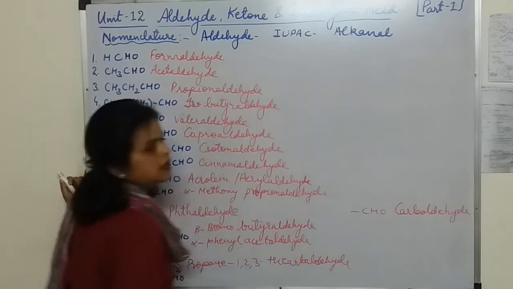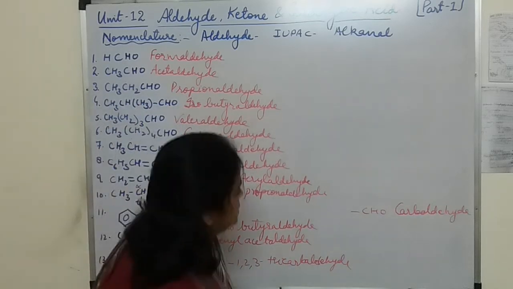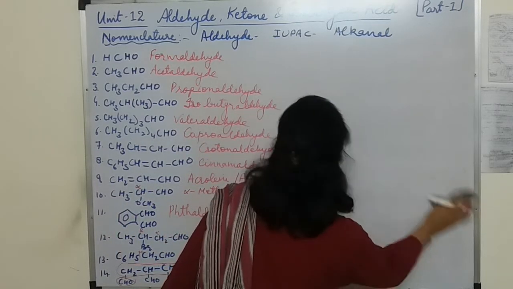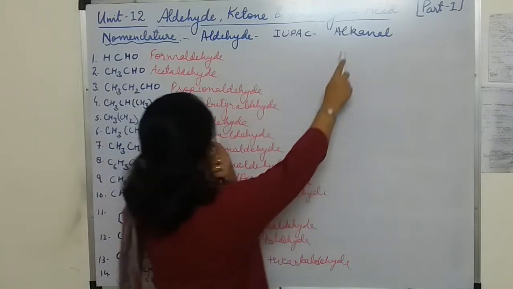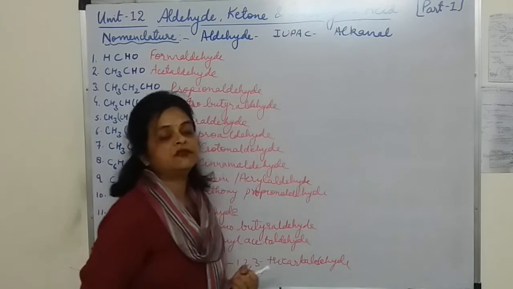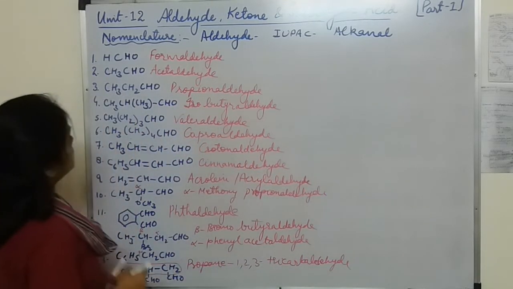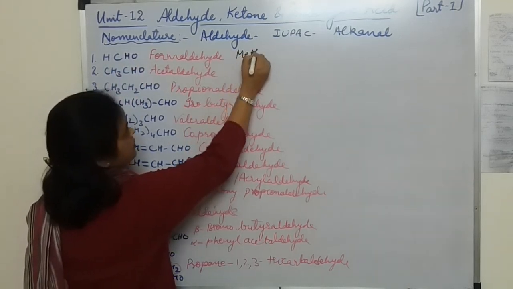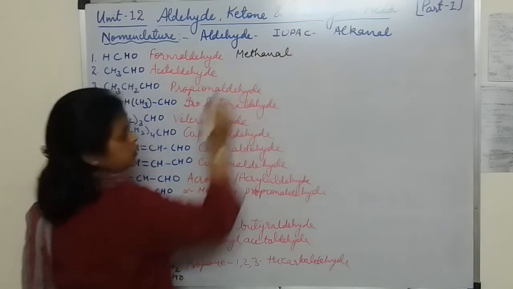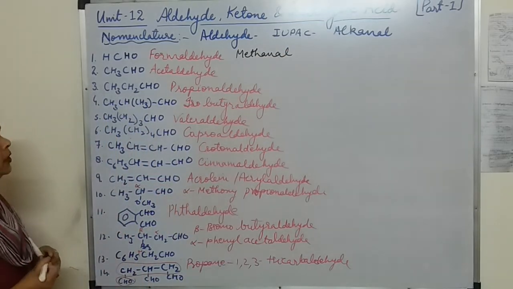Tricarbaldehyde. In this way we can write down their common names. Now for the IUPAC names, the prefix is alkenyl and the secondary suffix will be -al. So here its name is methanal. Students, I think you can write down their IUPAC names.